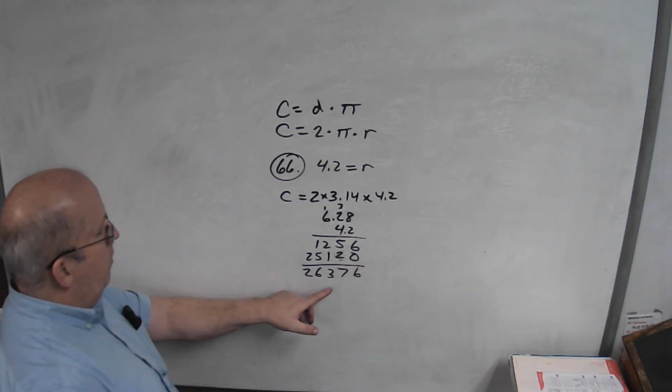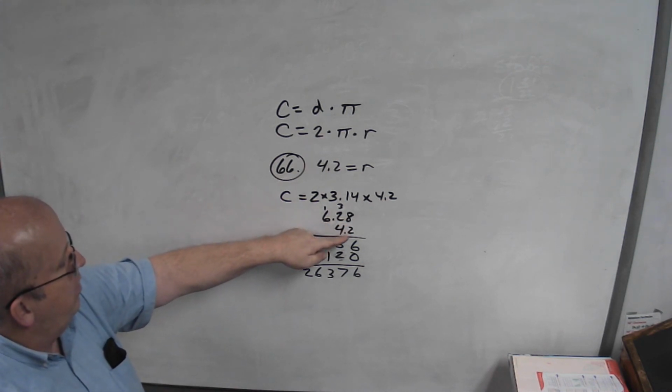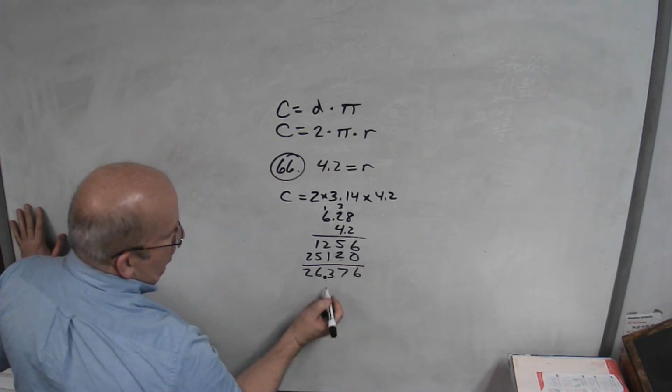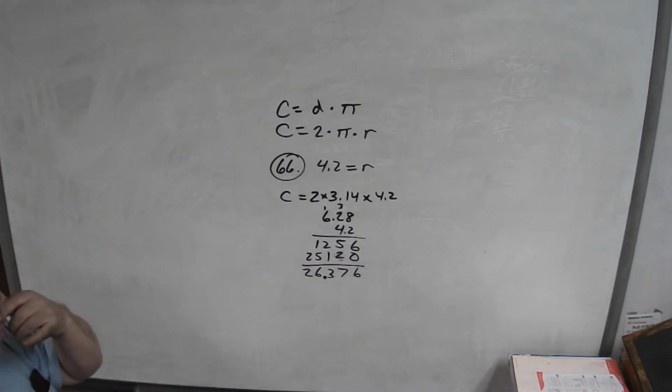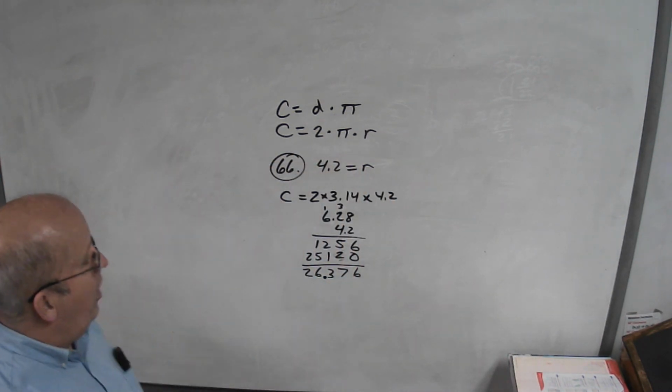I get that really big number, but look up here. Notice how there's 3 different decimal place values? So starting on the right, I count over 3 places, and I get 26.376. Also, the directions say to round to the nearest tenths.